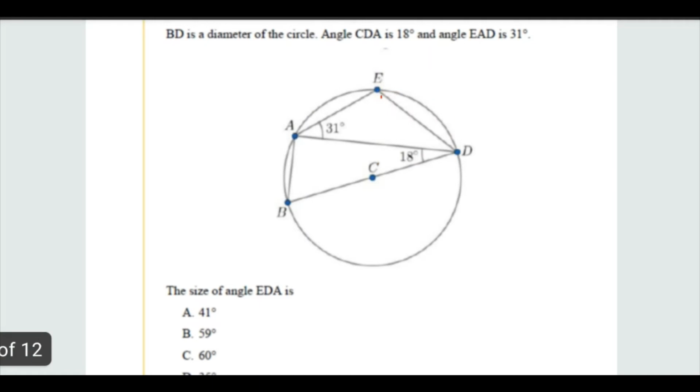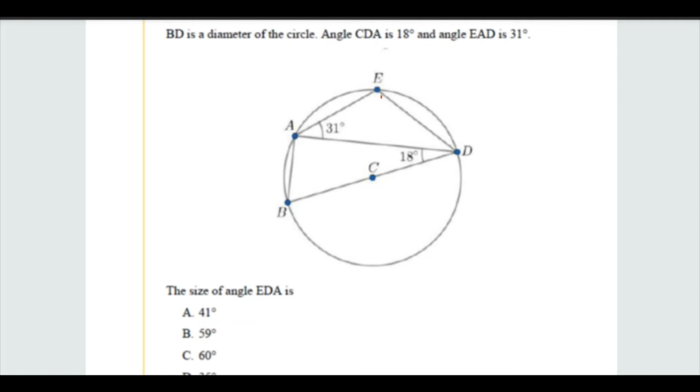They want us to find the size of angle EDA, which is this angle here. So we need to apply a circle theorem. From looking at this circle and the shape inside it, we can see we can apply two circle theorems: the theorem that deals with the triangle in the semicircle, and the theorem that deals with the cyclic quadrilateral. So let's see what we can do.